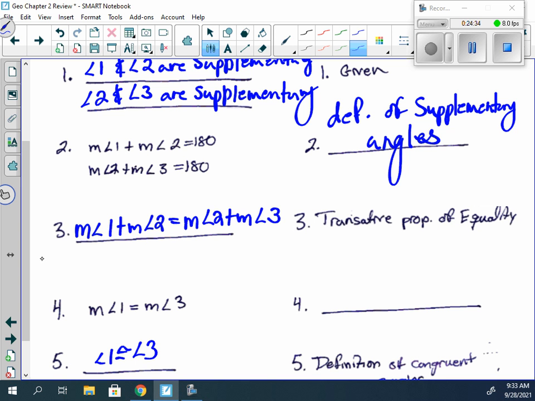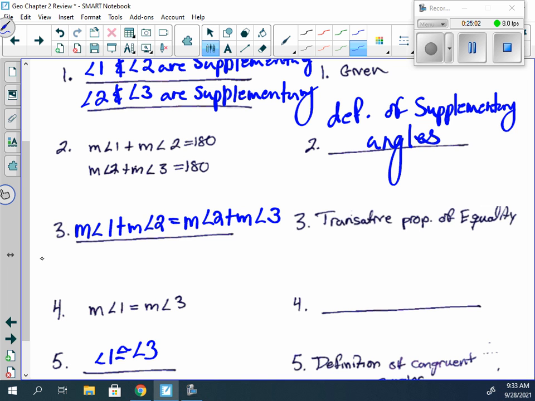Because the transitive property is really saying that I'm taking two statements that are equal to the same thing and setting them equal to each other. Transitive property of equality is really saying if A equals B and B equals C, then A is equal to C. Well, they're both equal to 180, so I can set them equal to each other. So the proof, the statement, our reason kind of gave that to us.